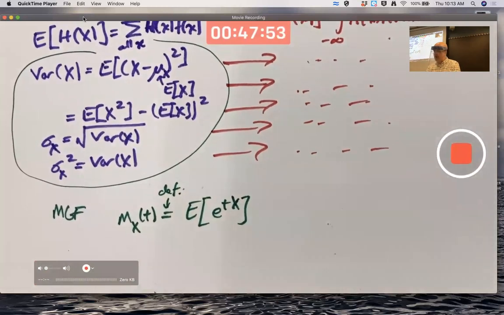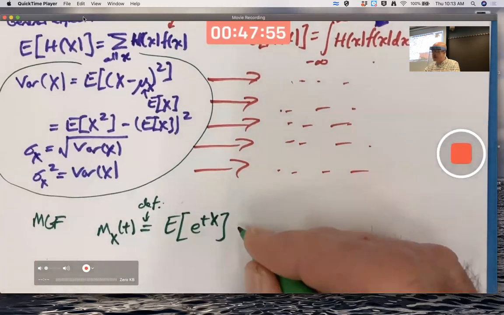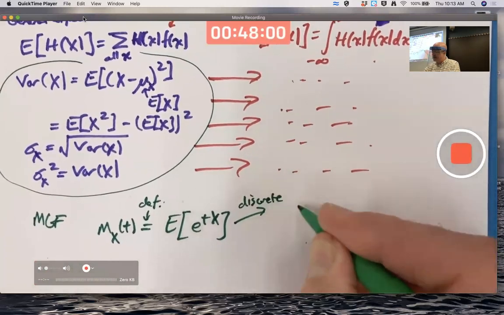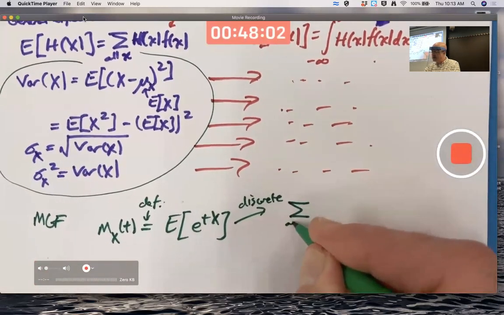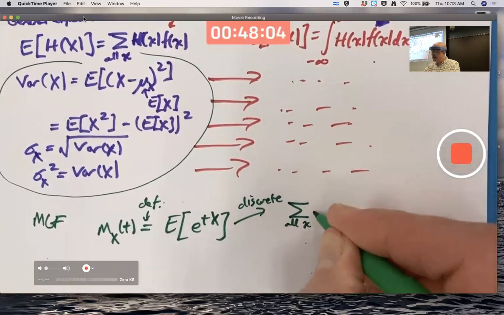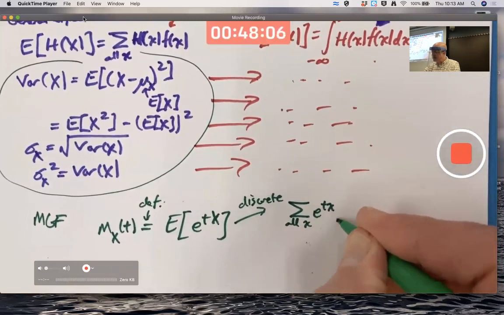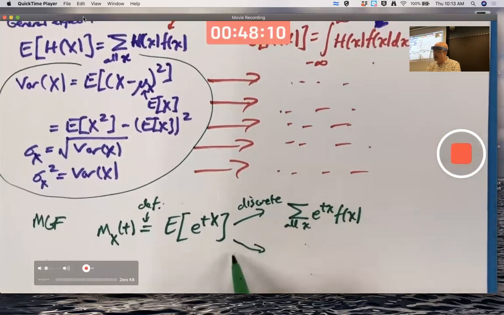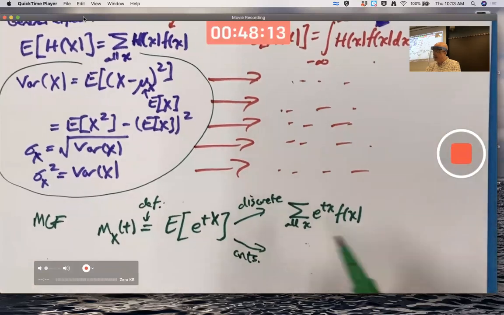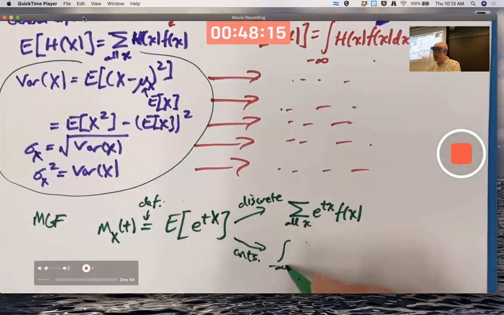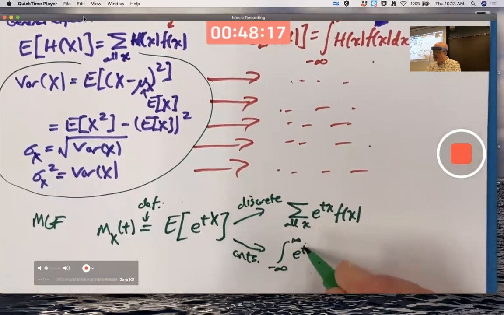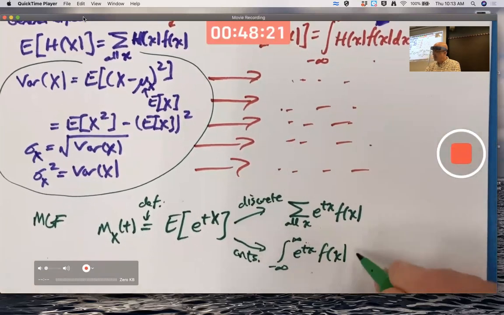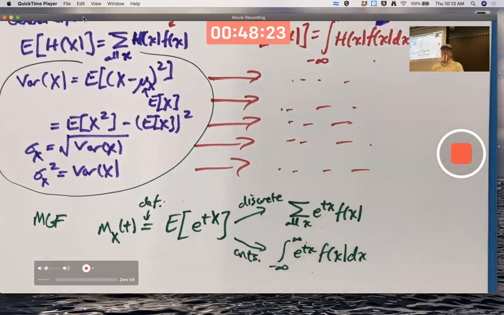Okay, I will separate how to compute that in both the discrete and continuous case. In the discrete case, that'll be a summation over all values of x of e to the t times little x times little f of little x, the PMF there. And in the continuous case, that'll be the integral from minus infinity to infinity of e to the t little x times the PDF little f of little x, like that.